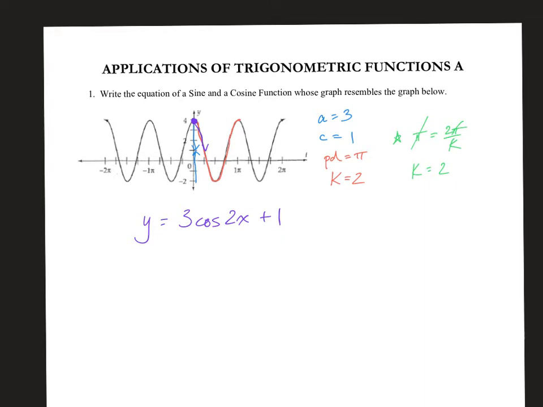Now, I also gave you the instruction, though, to also find a sine curve. So this one's going to require a little more work in that it's going to need a phase shift. So I know that my amplitude's the same. I'm going to have my horizontal stretch. The only thing now that I need to plug in is what my shift is.